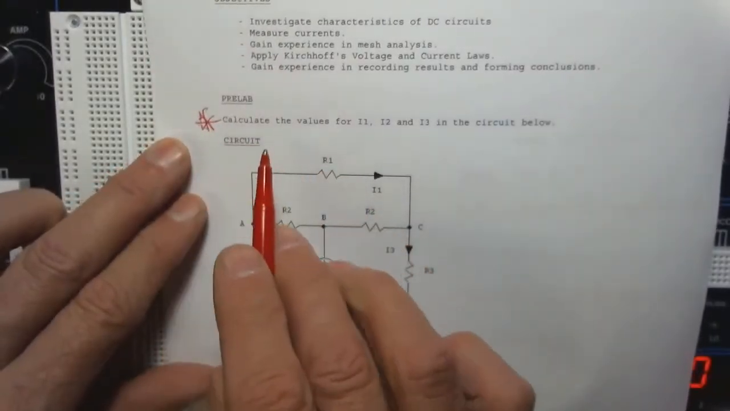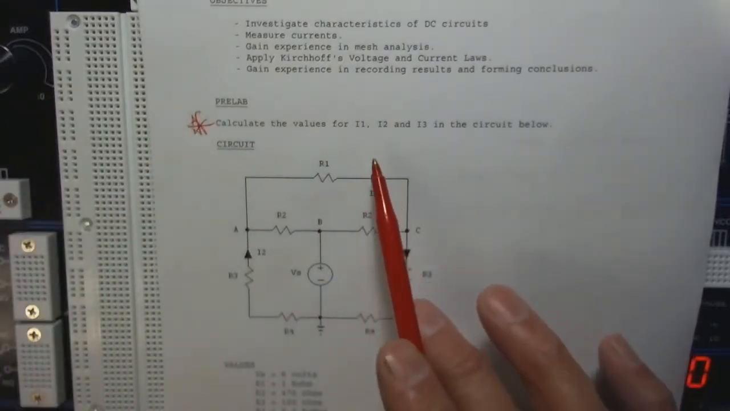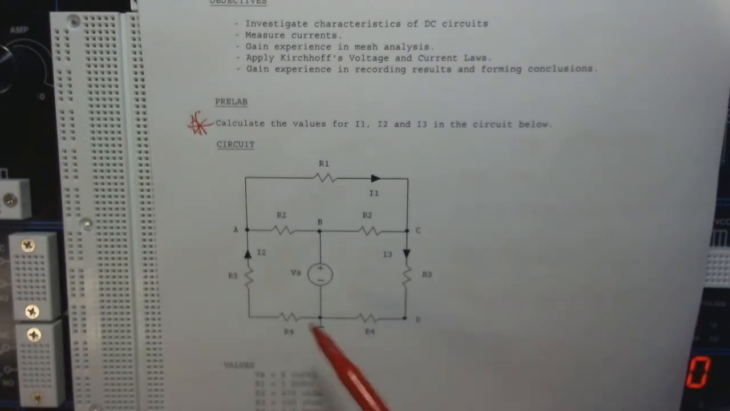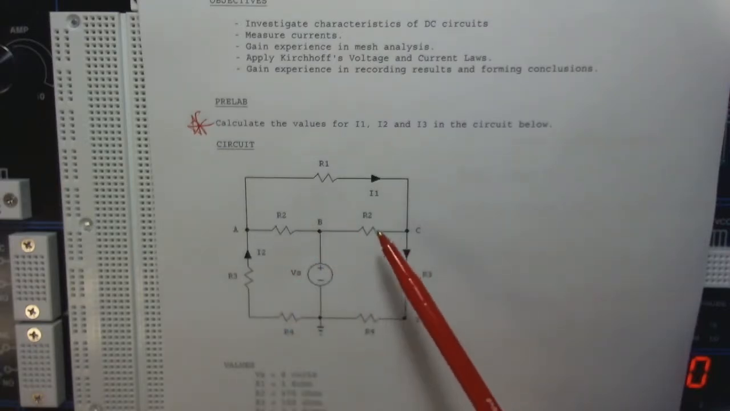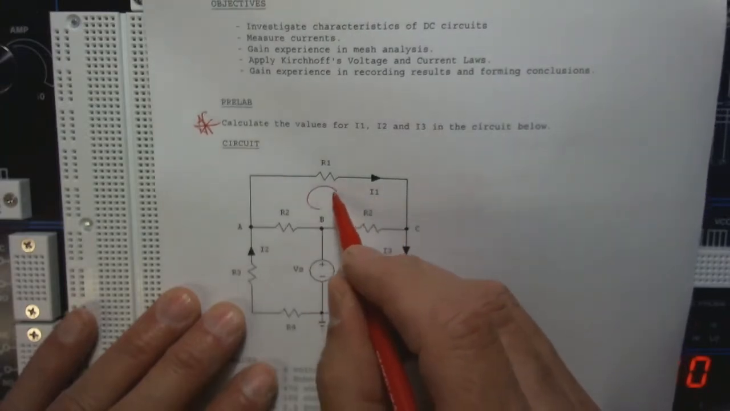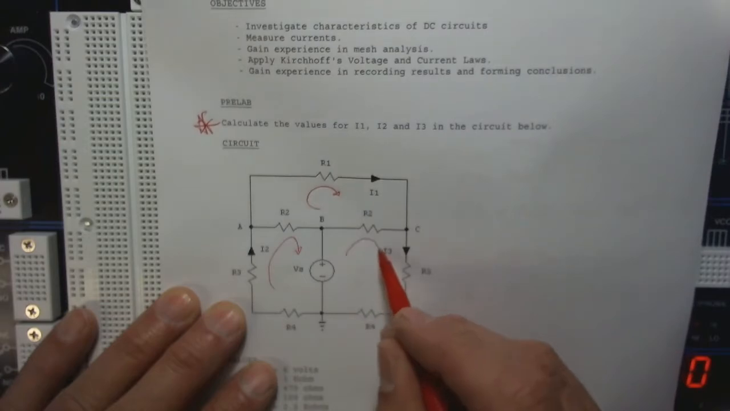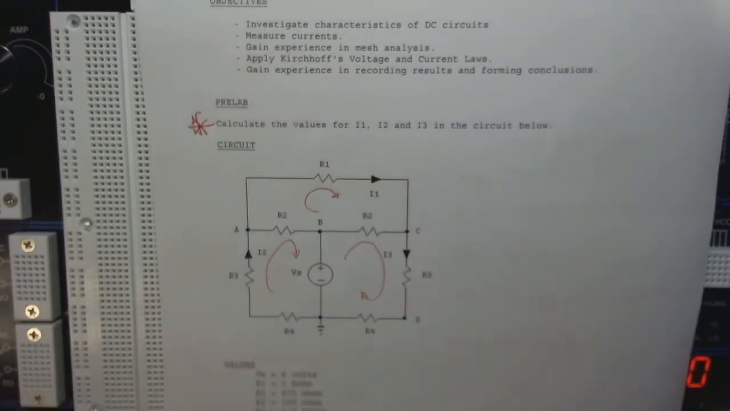One of the things that we're going to be asked to do is in the pre-lab here, you can see that we need to calculate the values for currents I1, I2, and I3. And this is just important as you go into a lab to have some idea of what is this current. I1, that's this current in here. This current I2, that's that current in there. And finally, the current in here, that's I3. Have some idea of what those currents are.